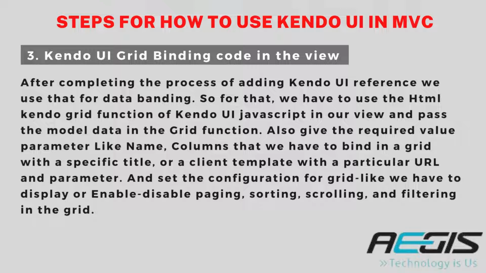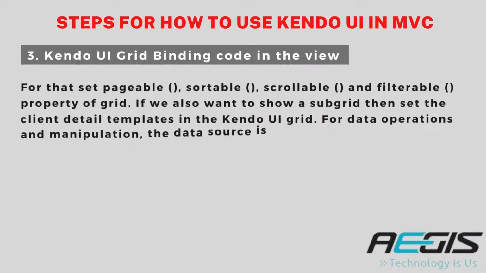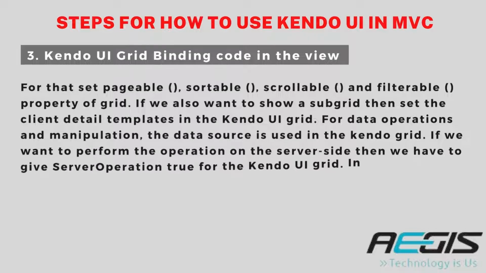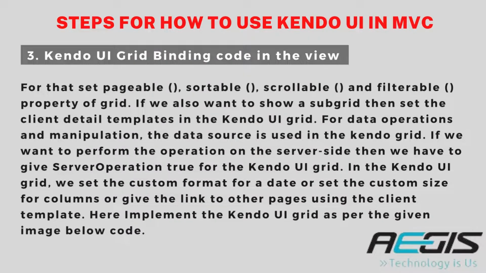And set the configuration for grid like we have to display or enable disable paging, sorting, scrolling, and filtering in the grid. For that set pageable, sortable, scrollable, and filterable property of grid. If we also want to show a subgrid, then set the client detail templates in the Kendo UI grid. For data operations and manipulation, the data source is used in the Kendo grid.